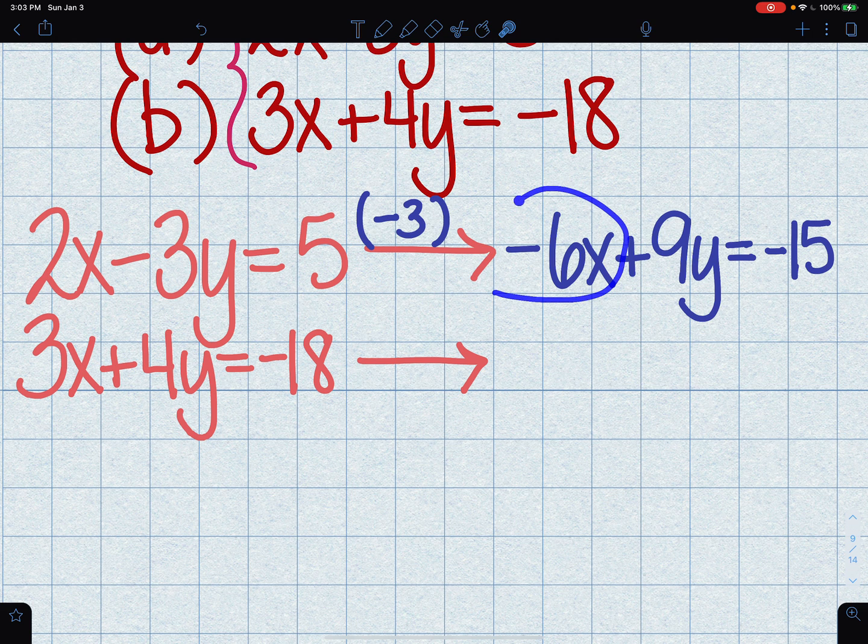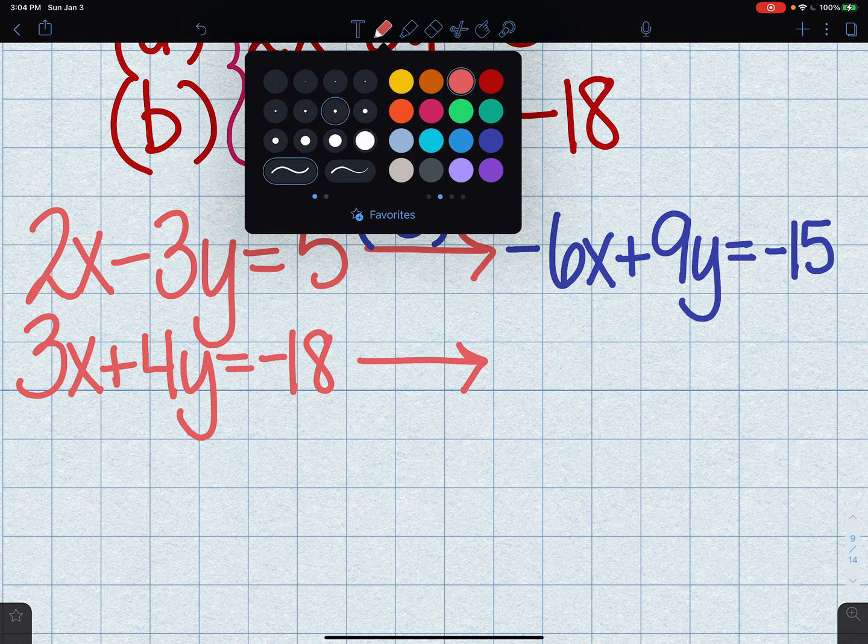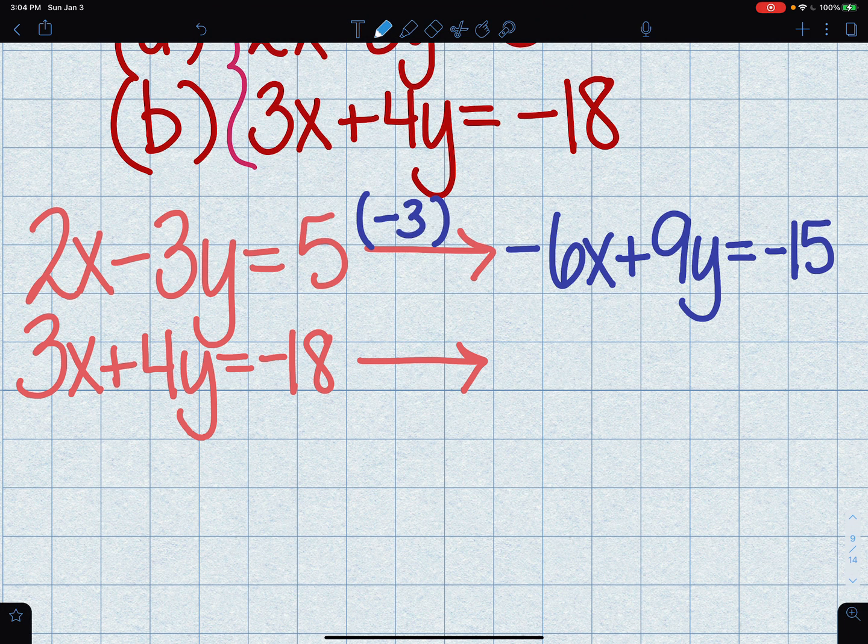And now I see this -6. I'm going to try and make this positive 6x so it cancels out. So what do I need to multiply by? I'm going to multiply by times 2. Every single term times 2.